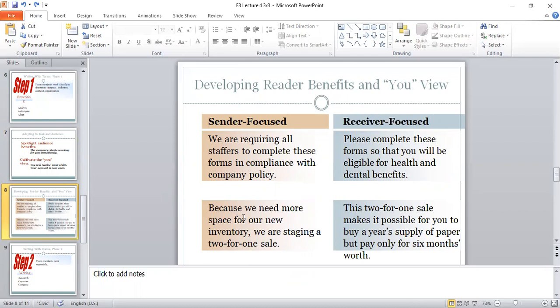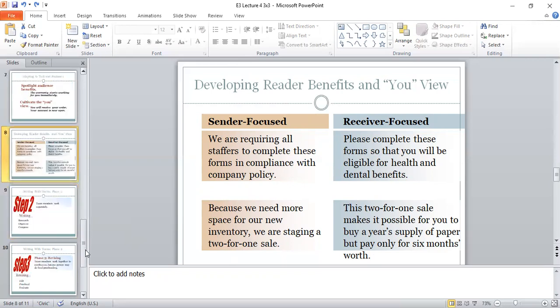Another example: because we need more space for our new inventory, we are staging a 2-for-1 sale. Now, this is again a we attitude. We're going to skip that and use this: the 2-for-1 sale makes it possible for you to buy a year's supply of paper but pay only for six months' worth. So here we go. It's talking about you. It has a you attitude. So this is what we need to focus on.